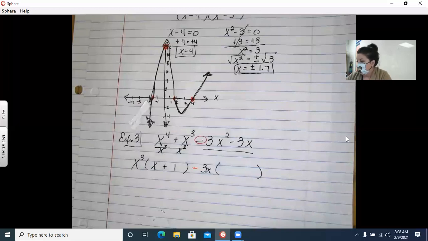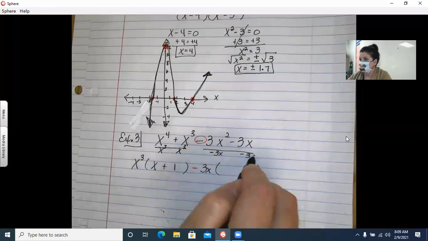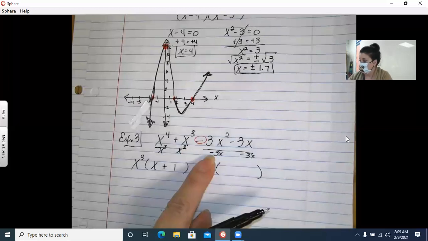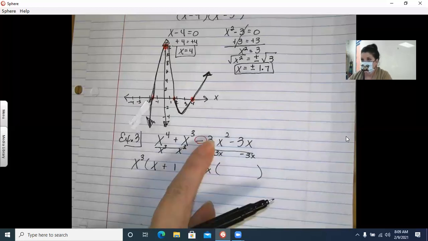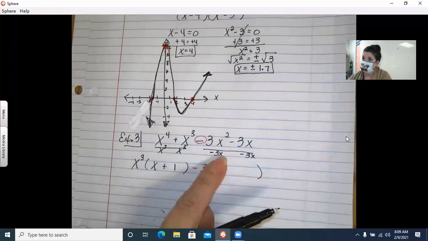So I'll divide each of the second 2 terms by negative 3x. So my first term, first of all, what's a negative divided by negative? Positive. What's 3 divided by 3? 1. What's x squared divided by x? X. So positive 1x, we just write that as x.